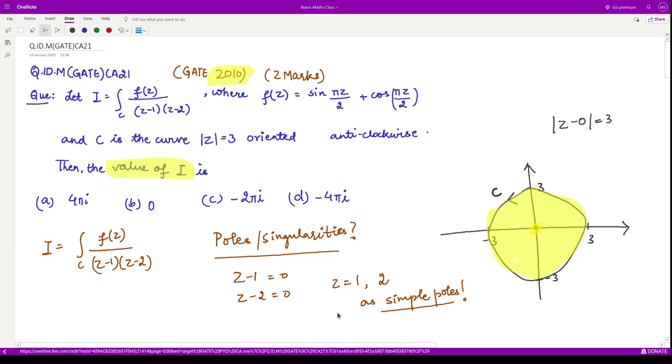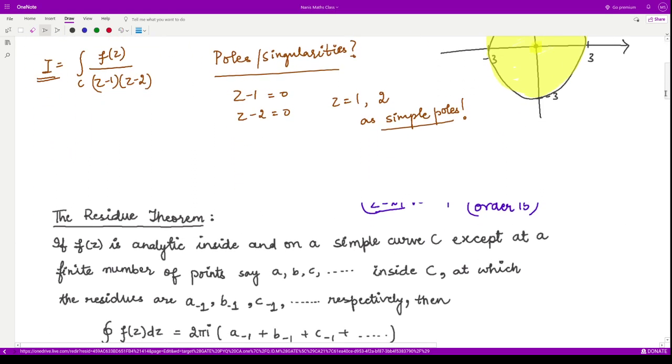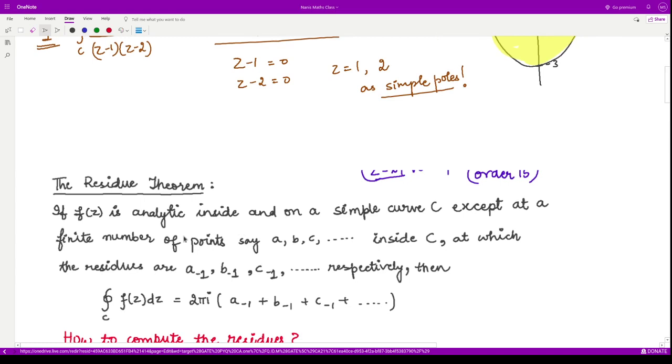So here in order to calculate this I, we have to use the residue theorem, which says that if you have some function f(z) which is analytic inside and on a simple curve C, except at a finite number of points, in our case the points z is equal to 1 and z is equal to 2, then we just calculate the residue of the given function at those points, add them up, and multiply that by 2 pi iota. So that would be our integral.